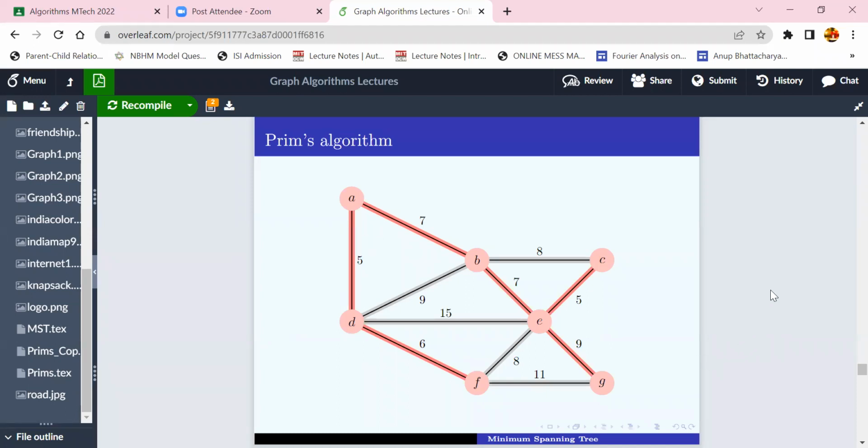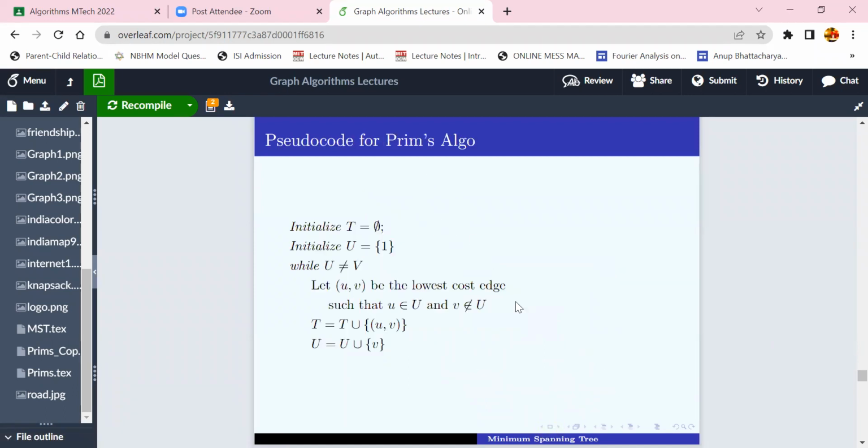Okay, now let us see the pseudocode. So this is just what we are doing so far. We initialize T as the empty set. T is the minimum spanning tree we will return. So we initialize U as 1, that is the first vertex we are starting with. And when U is not equal to V, that is, we have not yet visited all the vertices of V.